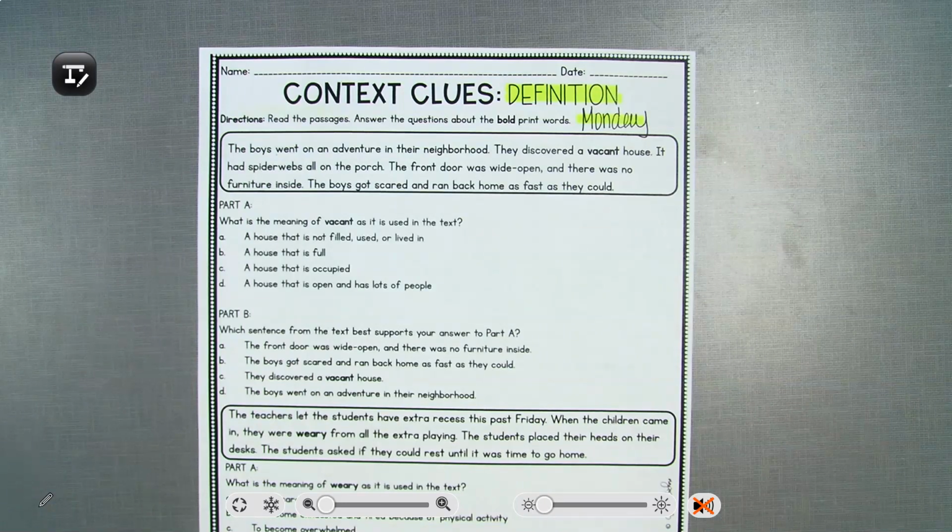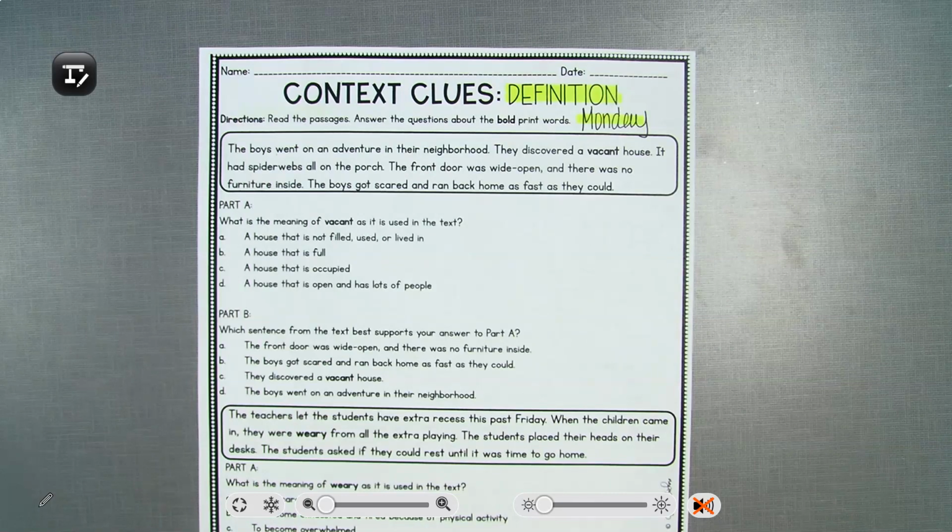So it says, read the passage, answer the questions about the bold print words. They're already going to have the word in there for us, and we're going to have to figure out what that means by looking around the word. So let's look at the first one.